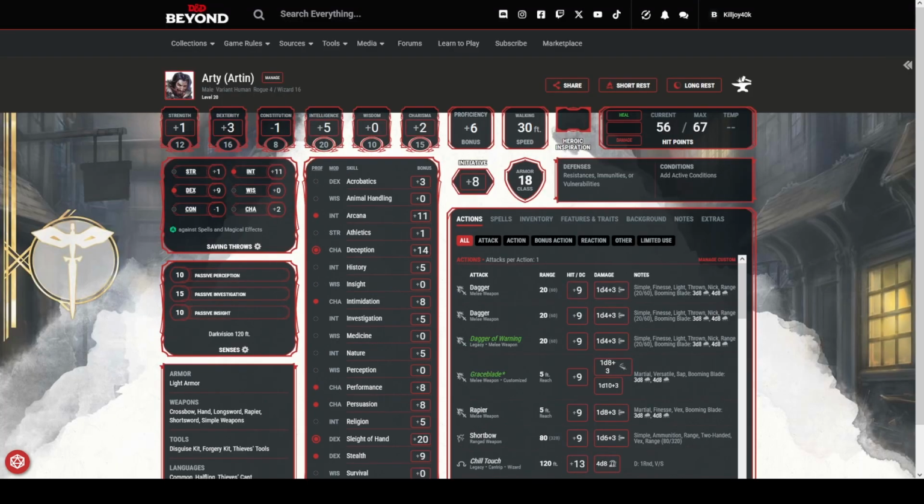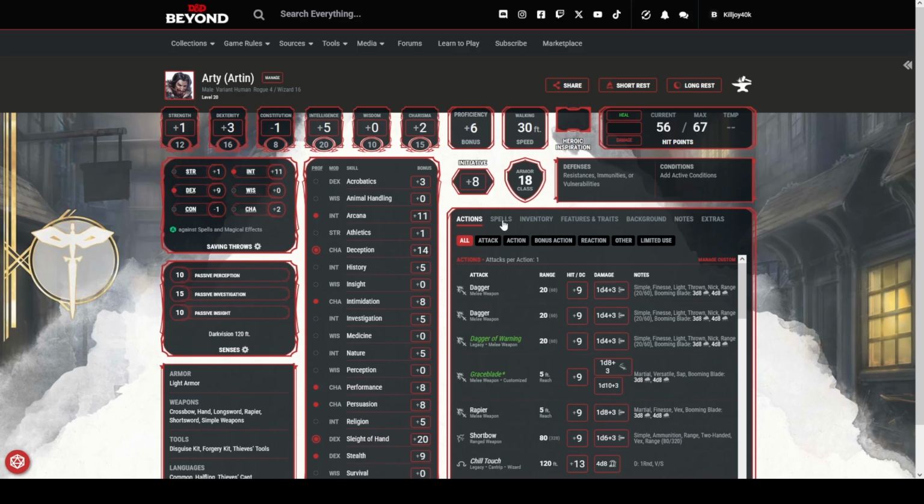We're going to look at my character, Artie. Artie is a 20th level wizard. One of the main things you can see is that he is made of tissue paper. He is so very squishy. He has 67 hit points at level 20. That is unfathomably low. He has so little HP that there are 9th level spells that can just kill him.